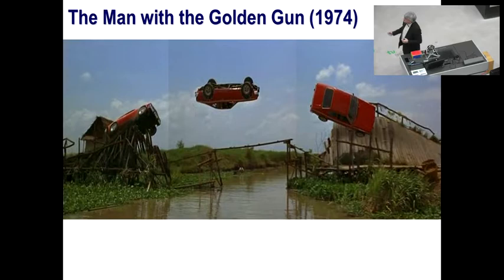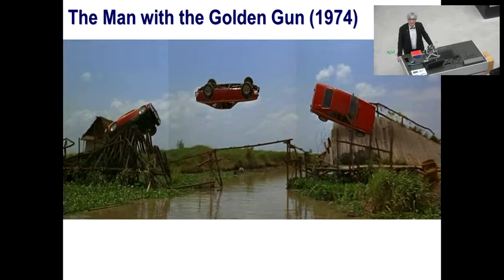So, we see that James Bond is in this car. He is driving on this ramp. And since there is a torsion in the ramp, the car is not just jumping over the river, it is making one rotation around the longitudinal axis and then it lands here on the tires. So, what can we investigate here?